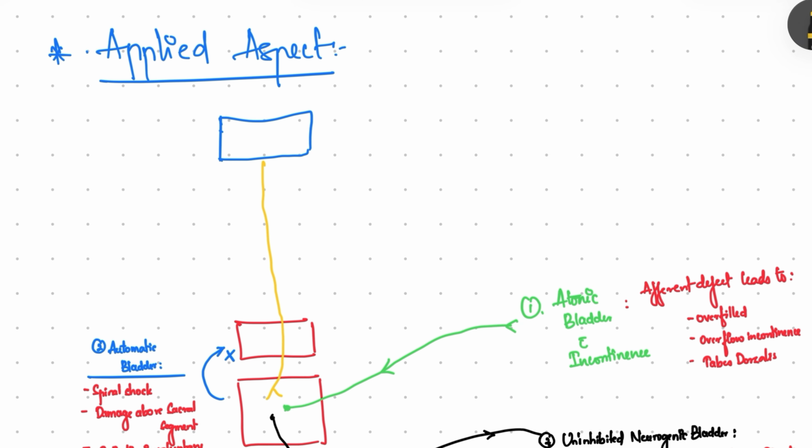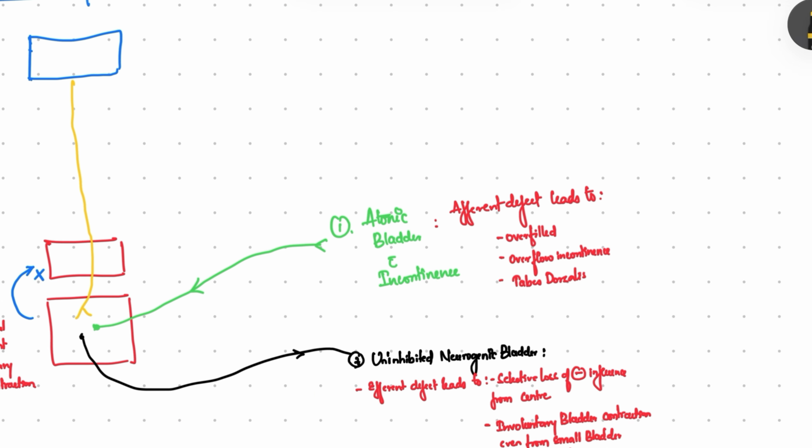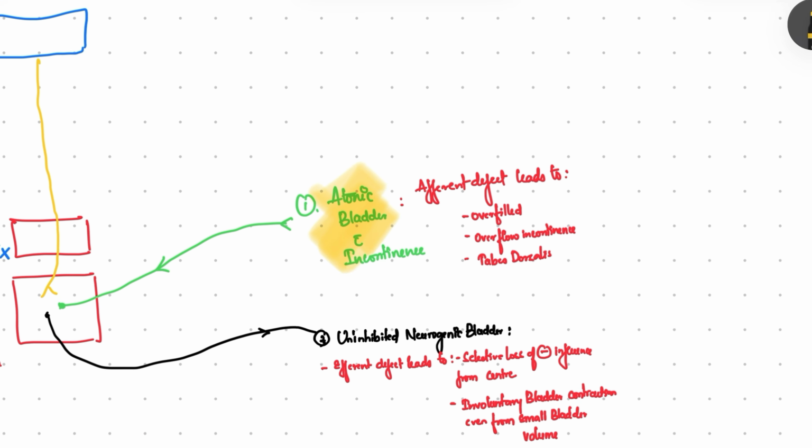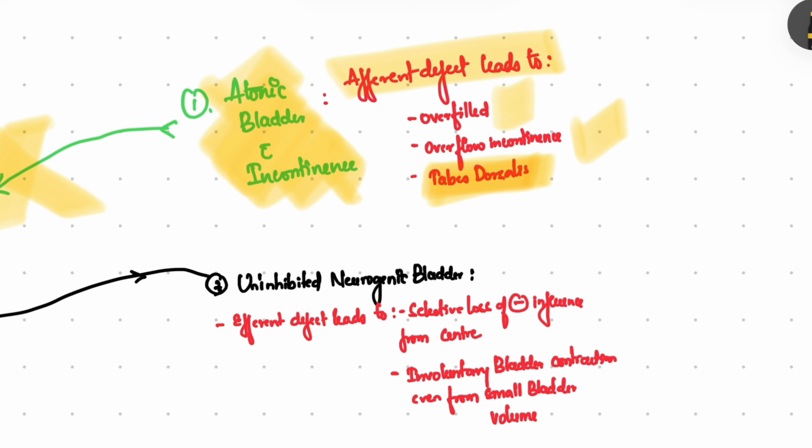Then coming to applied aspect, we have only three conditions you need to remember. Let's make it simple. First, atonic bladder with incontinence. What does it mean? If afferent is affected, so what happens? Afferent defect leads to overflow incontinence. Tabes dorsalis, you'll learn this in medicine and even in neurology or neuroanatomy. Basically, it is an infection by syphilis.